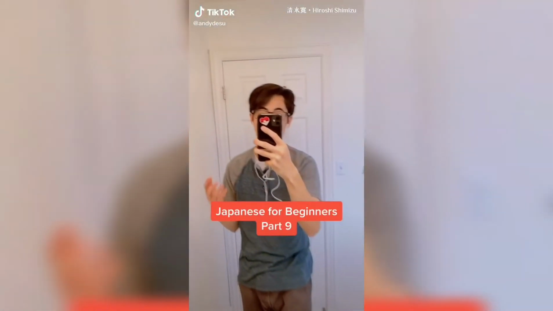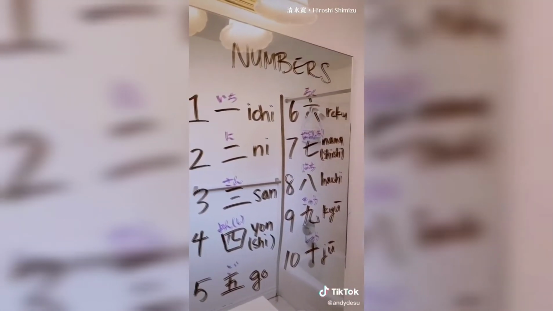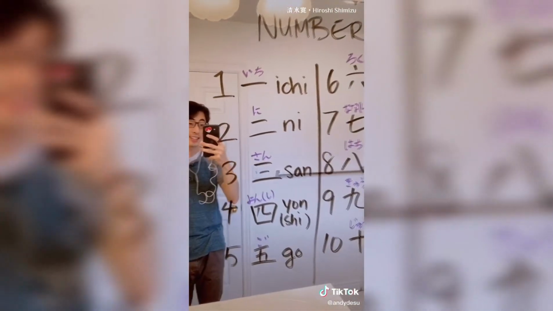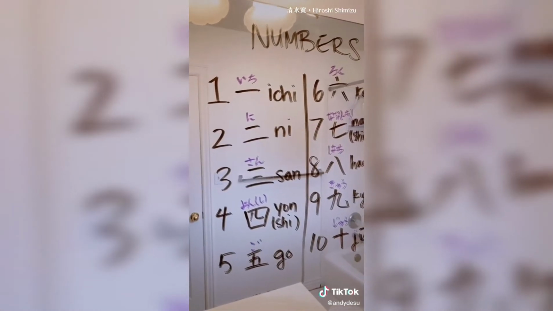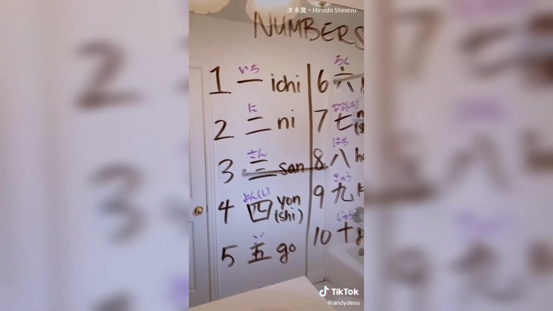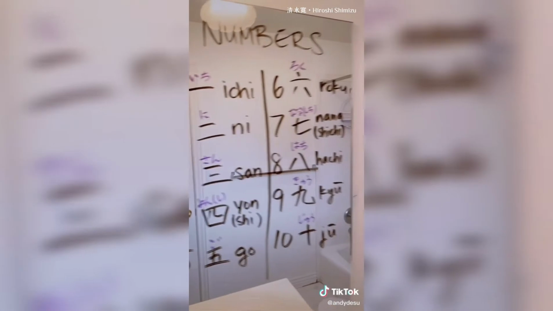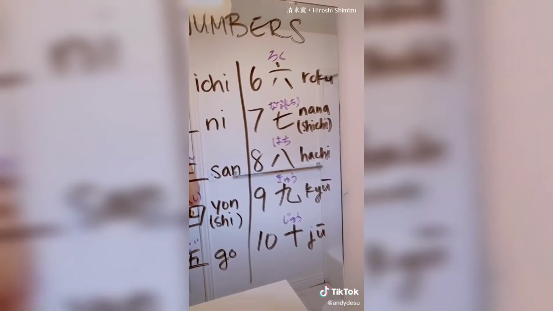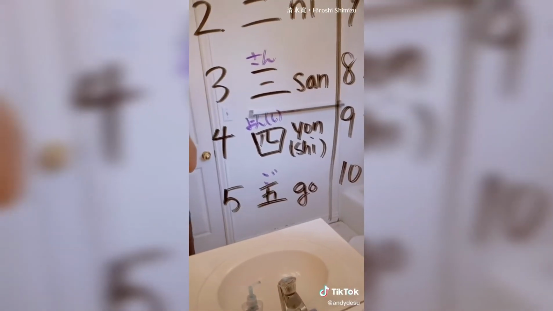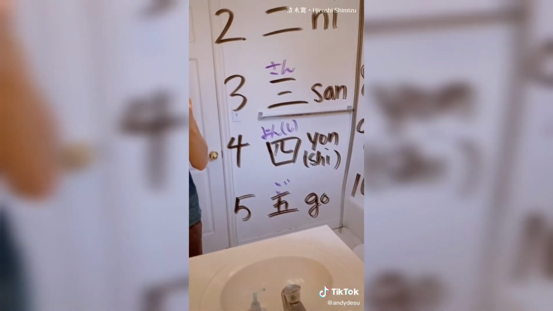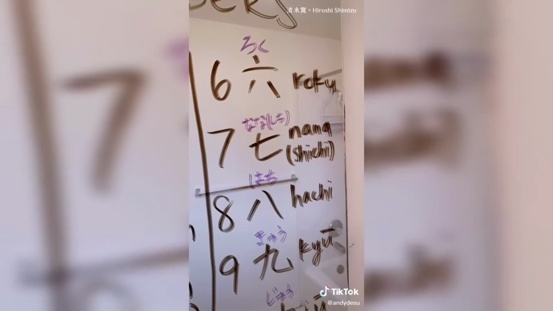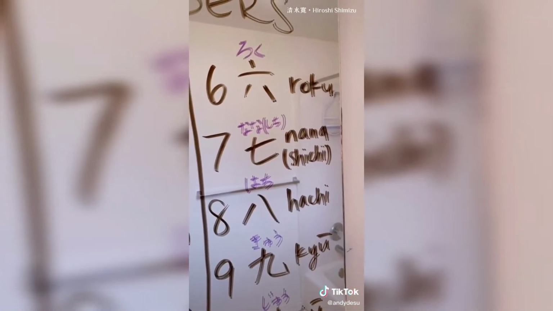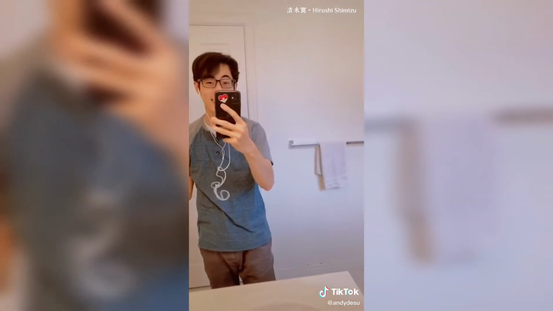Now that we've covered the Japanese alphabets, let's actually learn some words, starting with numbers. This is how you would count to 10 in Japanese. 1, 2, 3, 4, 5, 6, 7, 8, 9, 10. By the way, you can also say shi instead of yon for the number 4, and shichi instead of nana for the number 7. Now you can play hide and seek in Japanese.